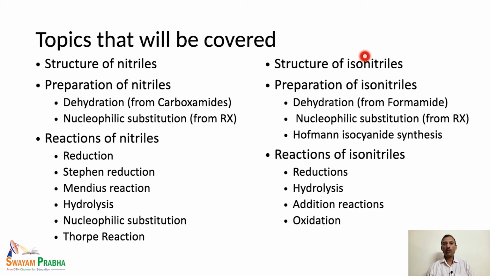Afterwards we will move on to the next topic, which is the structure of isonitrile. In the isonitrile, we will be studying about preparation of isonitrile, mainly the dehydration of formamides, and nucleophilic substitution, that means from alkyl halides how we can prepare isonitriles. We will also be studying about Hofmann isocyanide synthesis. Then finally we will go into the reactions of isonitrile. So we will be studying about reductions, hydrolysis, addition reactions of isonitrile, and oxidation reactions.